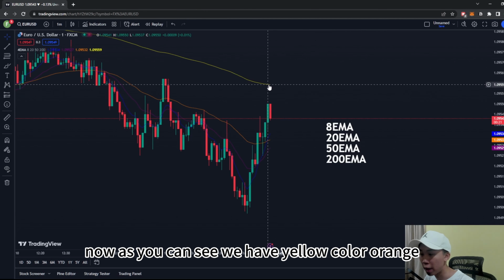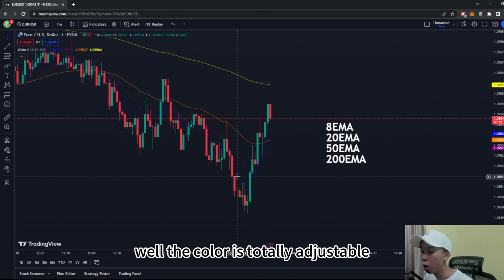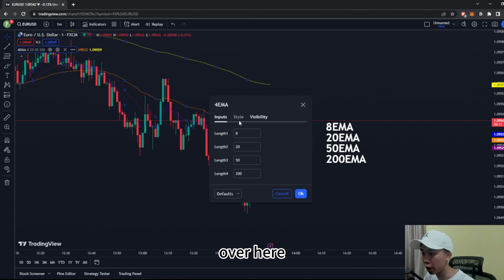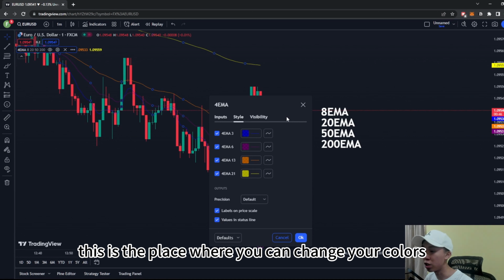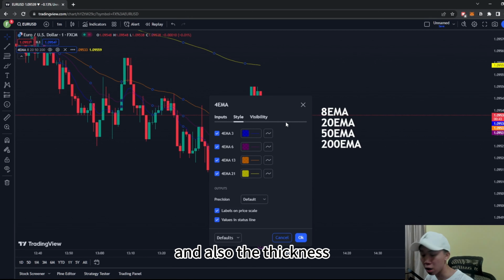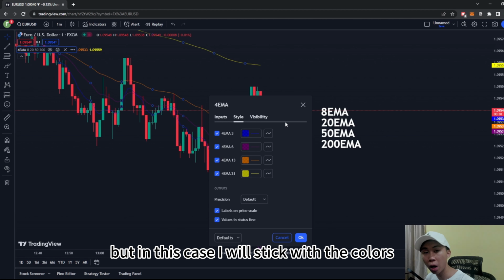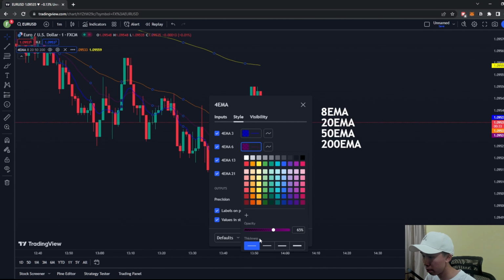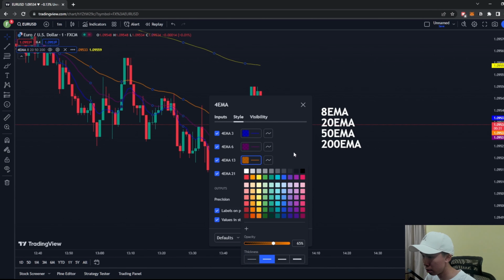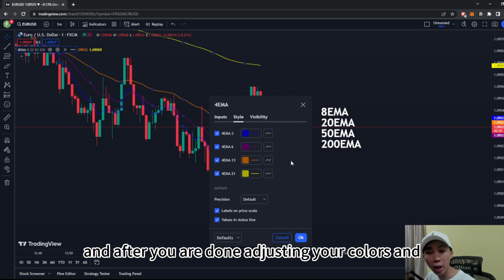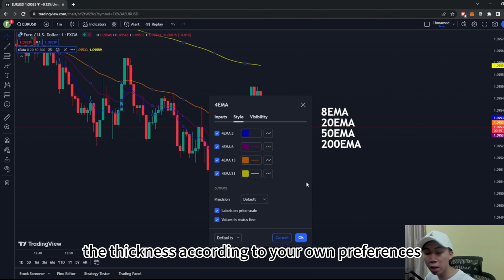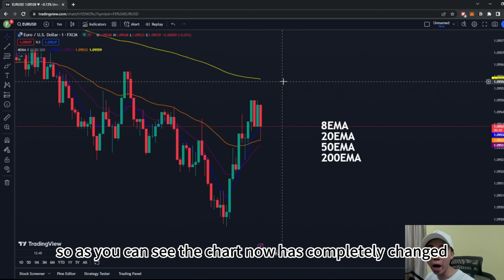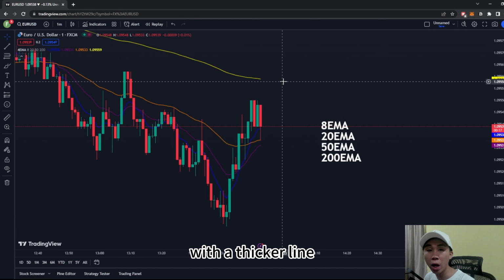Now, as you can see, we have yellow color, orange, purple, and blue. Well, the color is totally adjustable according to your preferences over here. This is the place where you can change your colors and also the thickness. But in this case, I will stick with the colors and just adjust the thickness. So I'll hit over here and adjust to the thickness. And after you are done adjusting your colors and the thickness according to your own preferences, click OK. So as you can see, the chart now has completely changed with a thicker line.